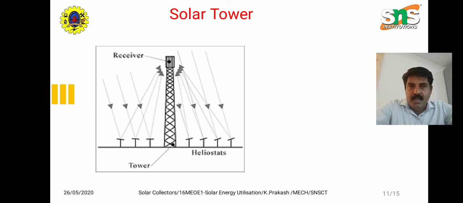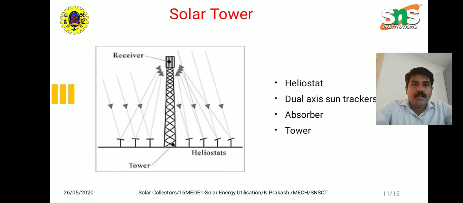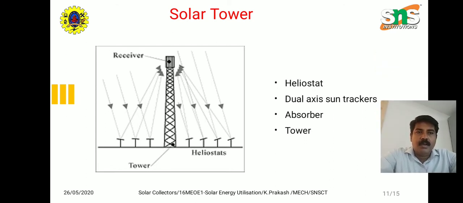A heliostat is called a reflector, and is made of glass materials. These heliostats can be located in a circle as big as a football ground. We can use a large number of heliostats so that the solar radiation falling on these heliostats is reflected back to the receiver. So here we are using dual axis sun trackers.